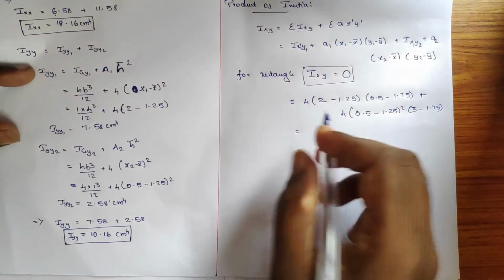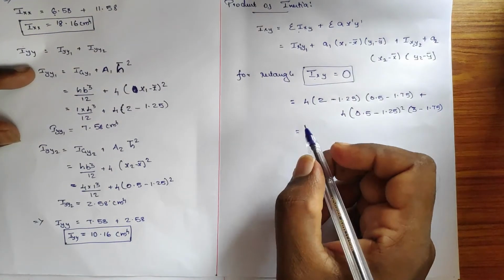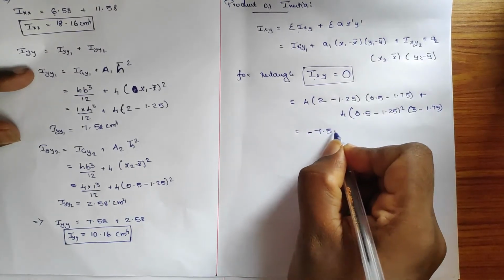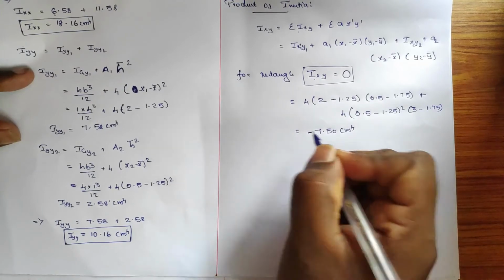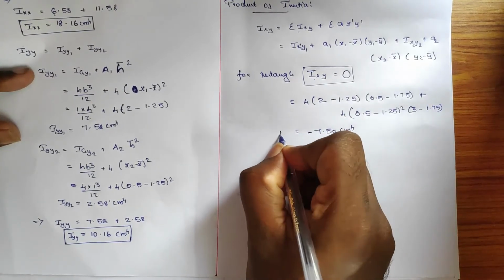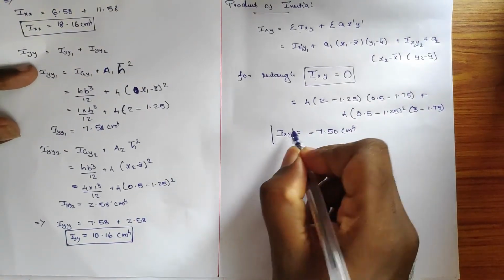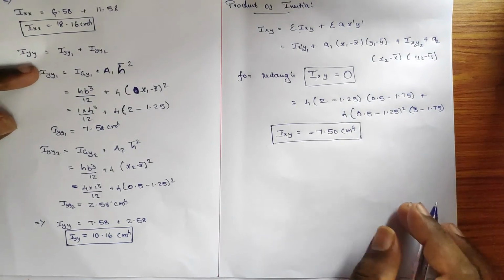So just feed it in your calculator, just like this. You will get the answer as minus 7.50 centimeter to the power 4. Okay, this will be the answer. You get Ixy, the product of inertia for this particular L section.